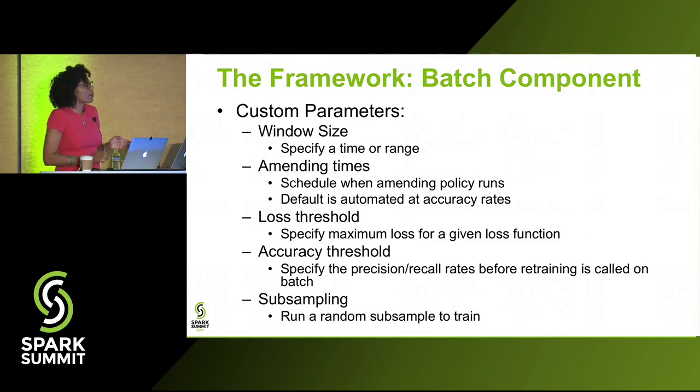These are some of the custom parameters, like window size, embedding times, loss threshold, accuracy threshold, and subsampling, that you can implement in the framework to change how the data is being processed and optimize for what works best for your cluster or your server system within your particular space.